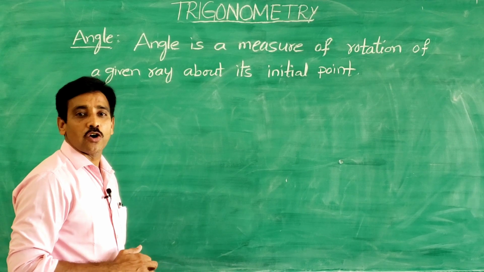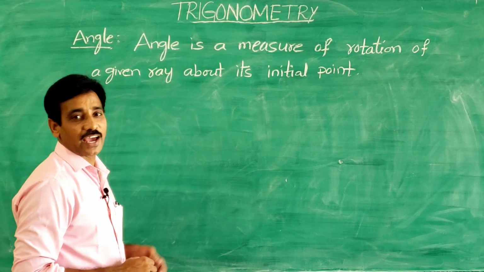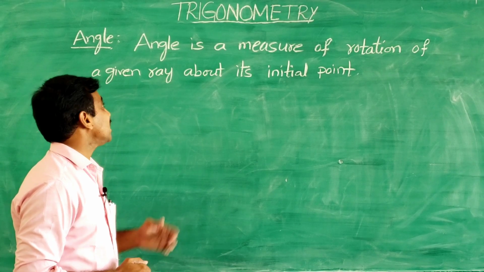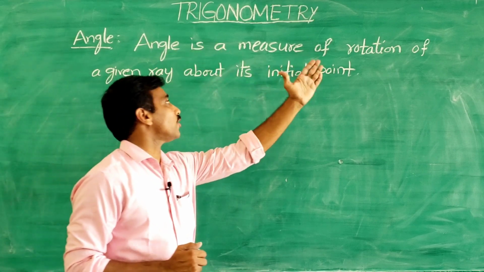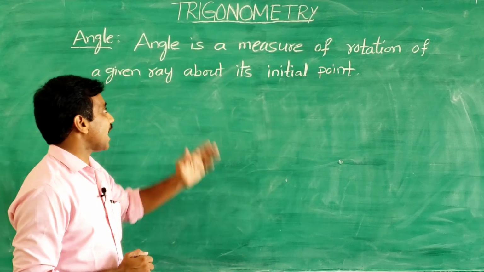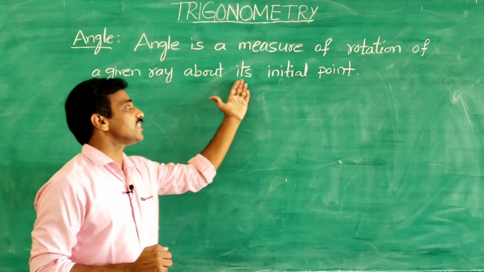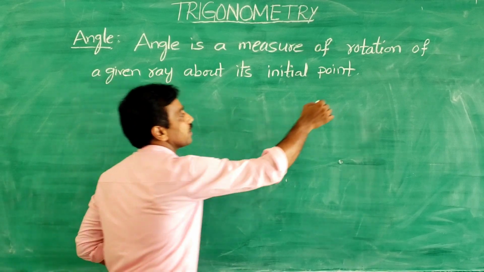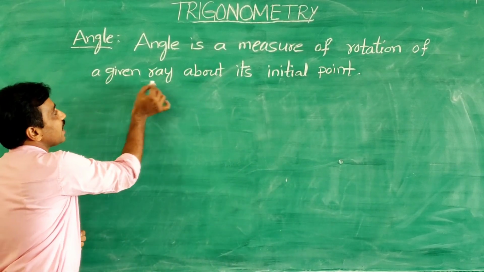I think you know very well about the angle, but let us remember it once. So what is an angle? Angle is a measure of rotation of a given ray about its initial point. See here, rotation of a given ray.